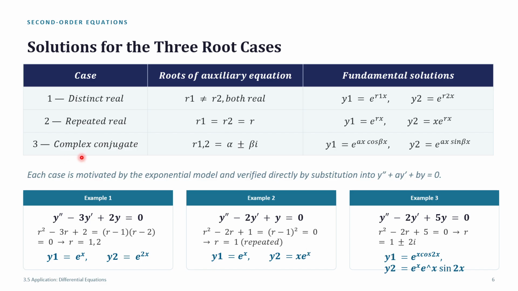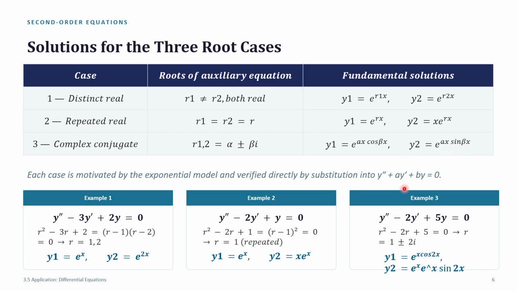Now we will proceed with the third case, the complex conjugate. In the complex conjugate case, r1 and r2 are equal to alpha plus and minus beta i, the imaginary part. So there are two root solutions and two solutions to the differential equation: y1 is equal to e raised to the power of alpha x cos beta x, and y2 is equal to e raised to the power of alpha x sin beta x.